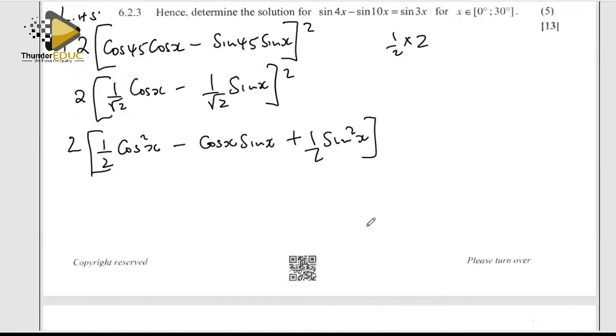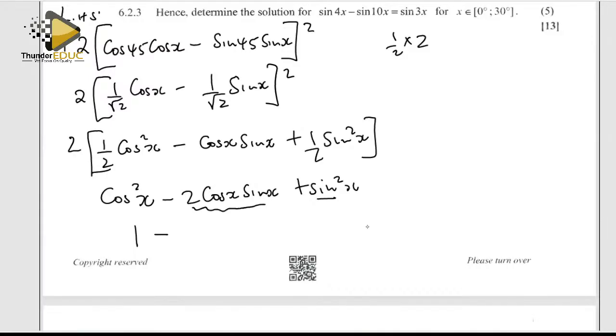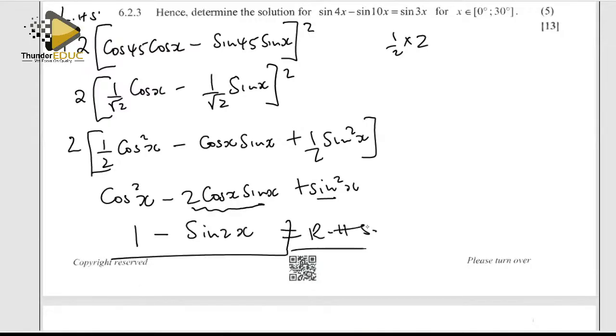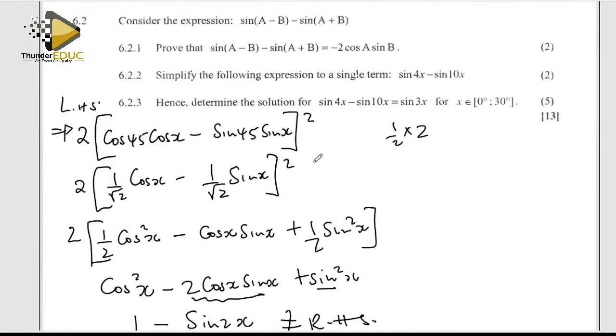Okay. And then when I open this up, I'll have a cos squared x. That's going to be negative 2 cos x sine x and then that is a sine squared x. So I know that sine squared and cos squared will give me a 1. And then I'm subtracting. This is a double angle of sine. So sine 2x, which is equal to the right-hand side. Okay, so that is question 6.1.